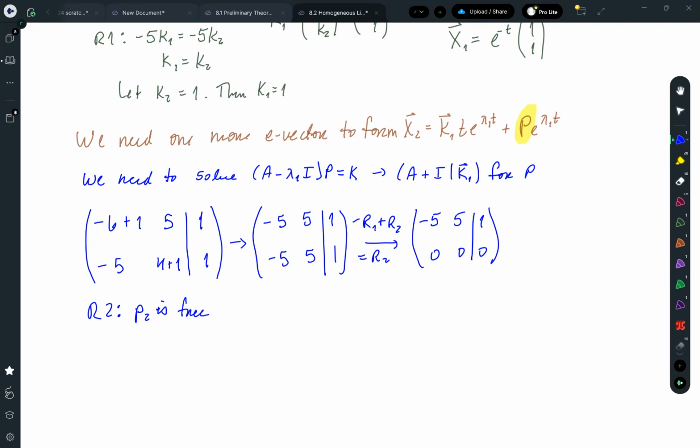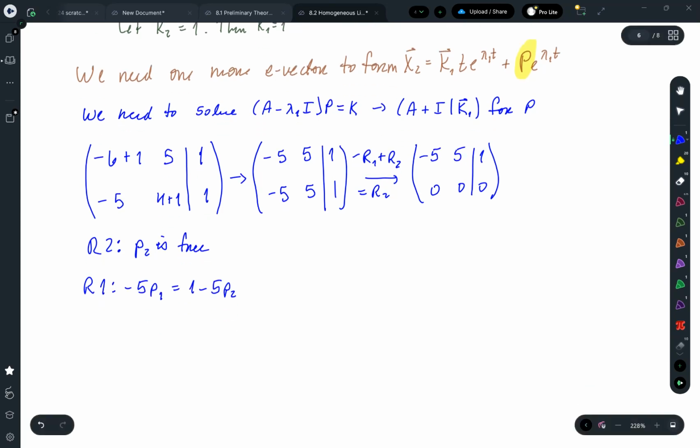I always accidentally call this K2 because I'm so used to using K, so I'm really proud of myself for saying P2. The first row is saying -5 P1 is equal to 1 minus 5 P2. This means that P1 is equal to -1/5 plus P2.